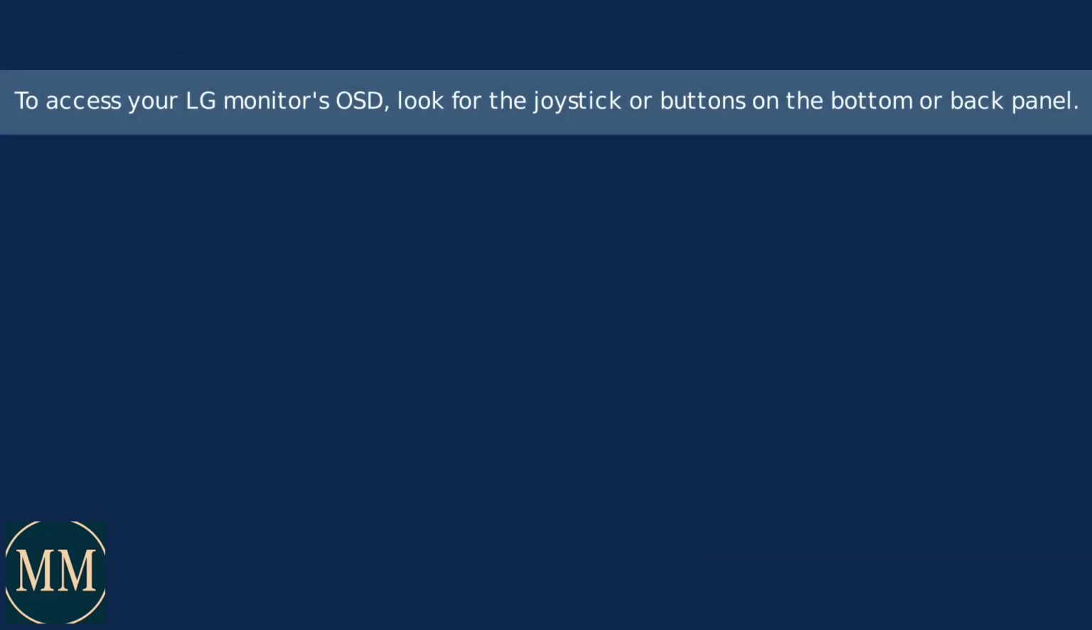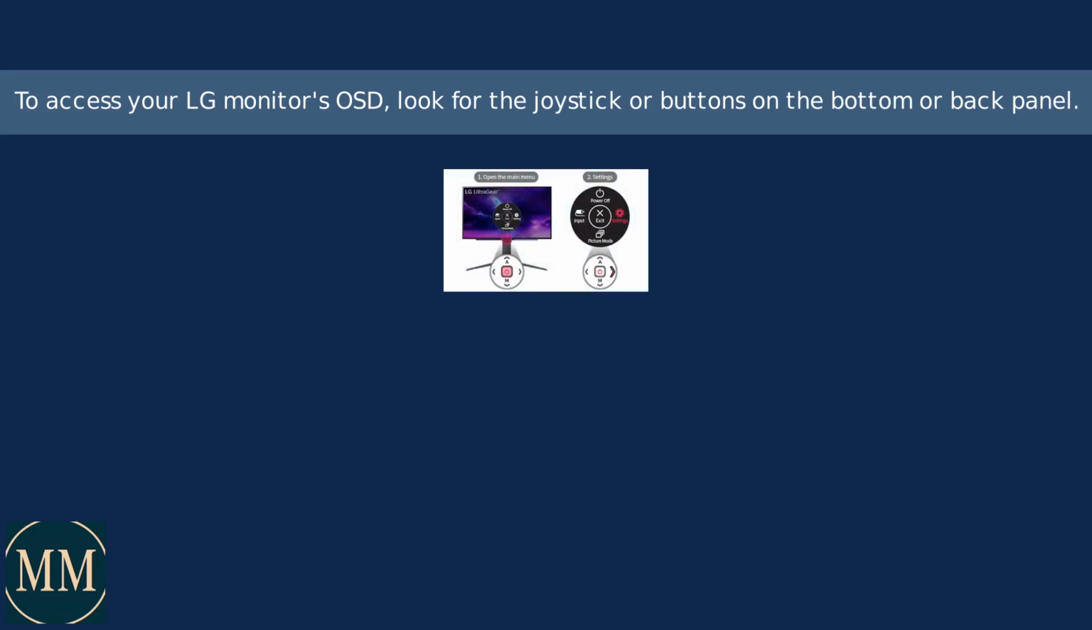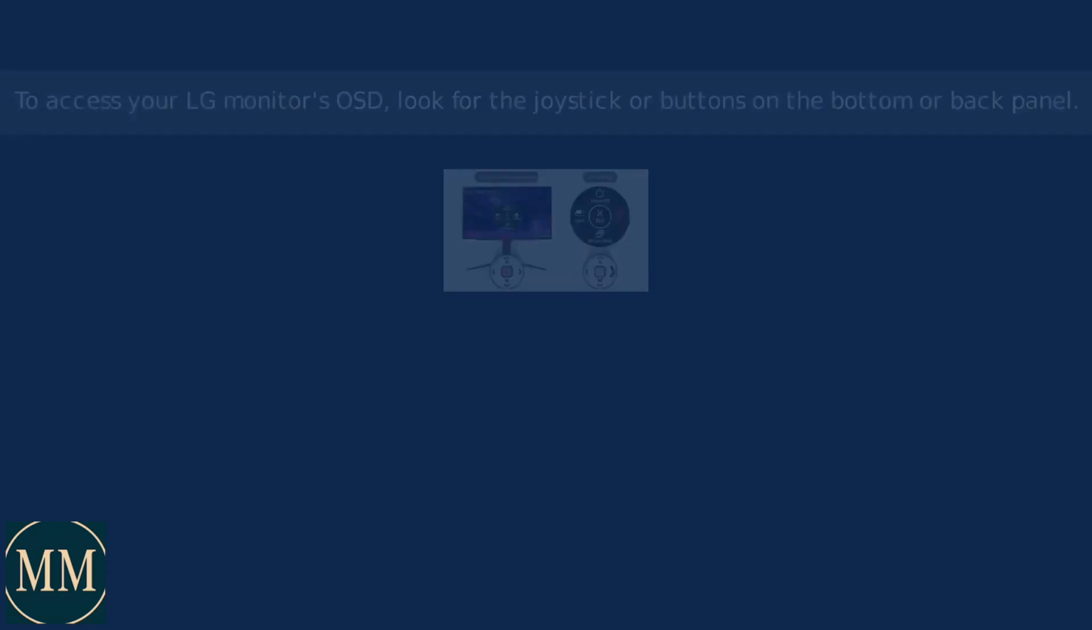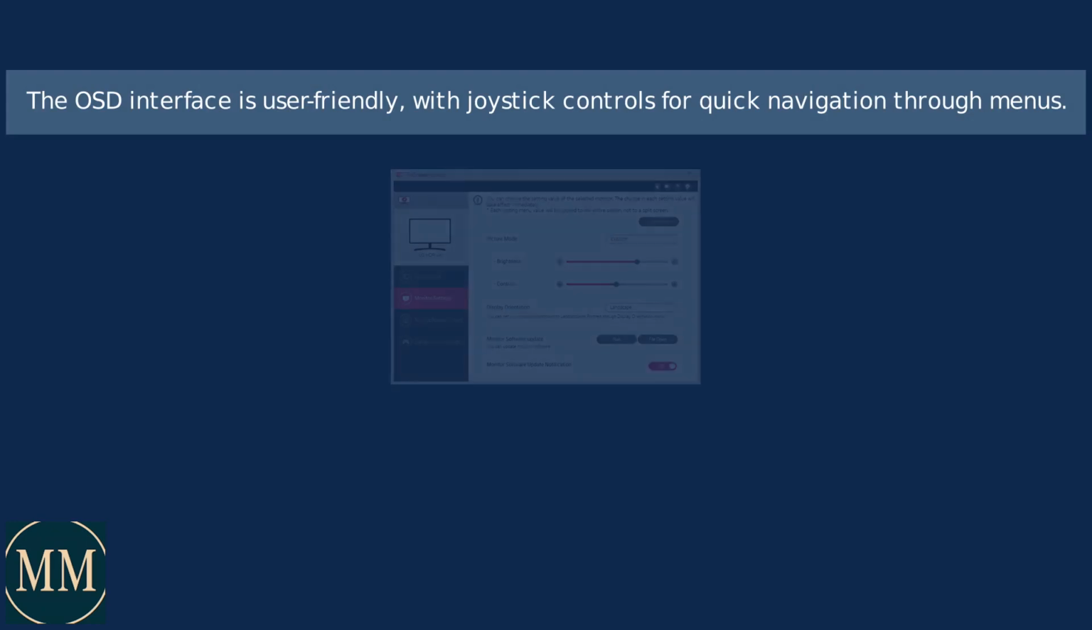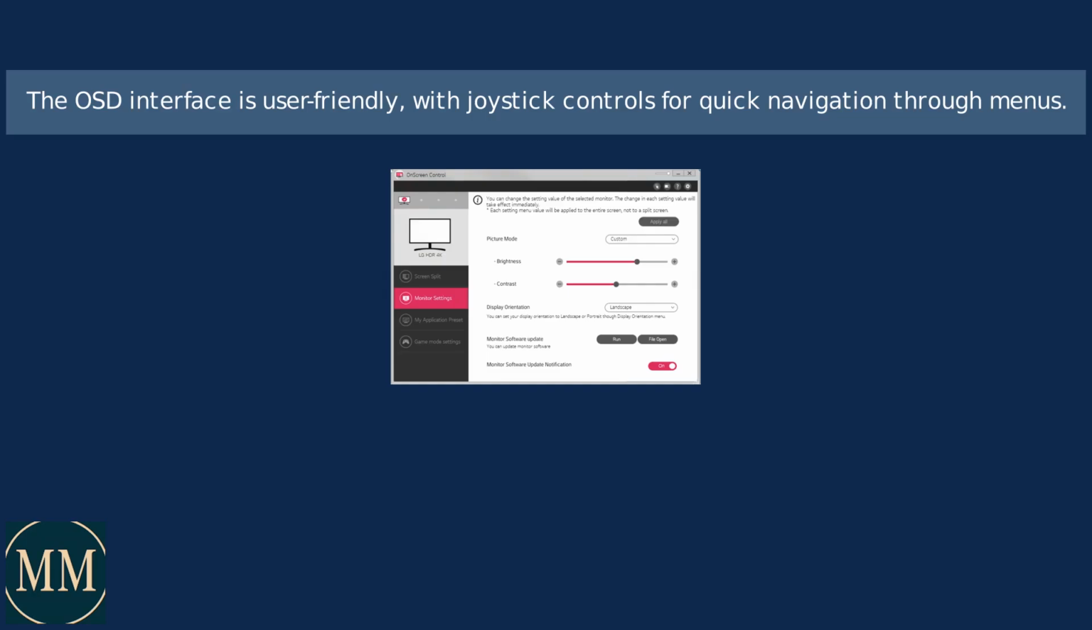To access your LG monitor's OSD, look for the joystick or buttons on the bottom or back panel. Press the joystick or button to bring up the main menu, which typically shows options like power off, input, and settings. The OSD interface is user-friendly with joystick controls for quick navigation through menus. Alternatively, use LG on-screen control software on your PC for adjustments without using the monitor buttons.